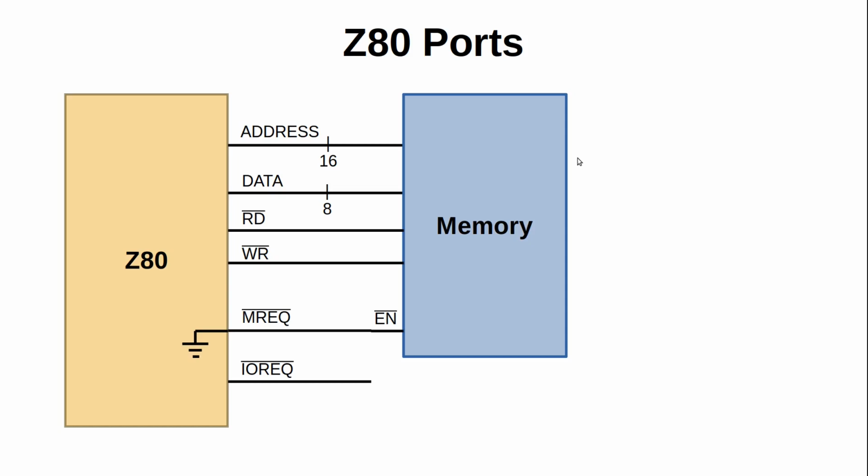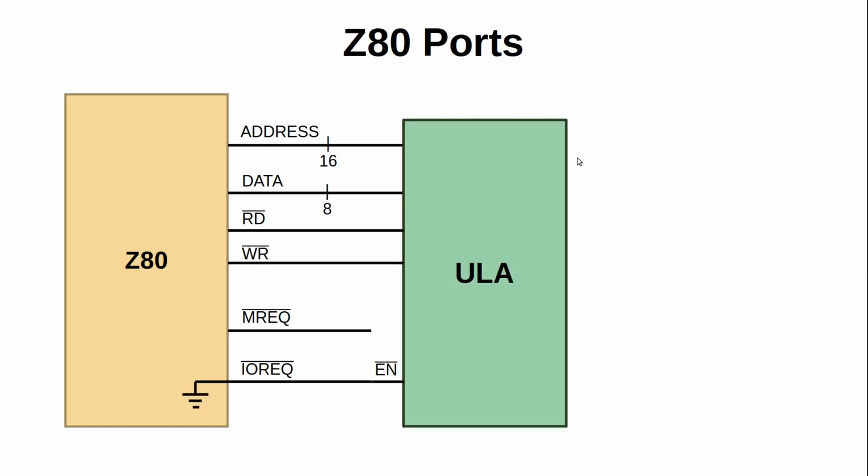The Z80 has a dedicated pin for I/O requests, and when that is held low by the CPU, the address, data, and read and write pins should be routed to some sort of I/O control circuit instead of memory. In the case of the Spectrum, I/O requests are routed to different components based on the port address on the address pins, but mostly handled by the ULA chip.